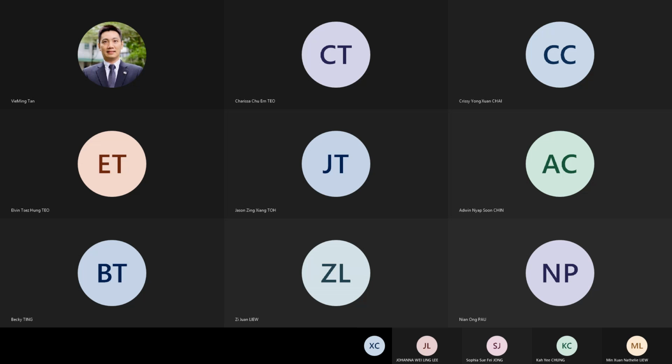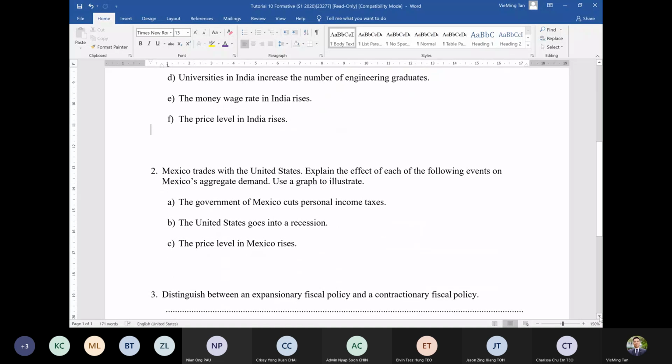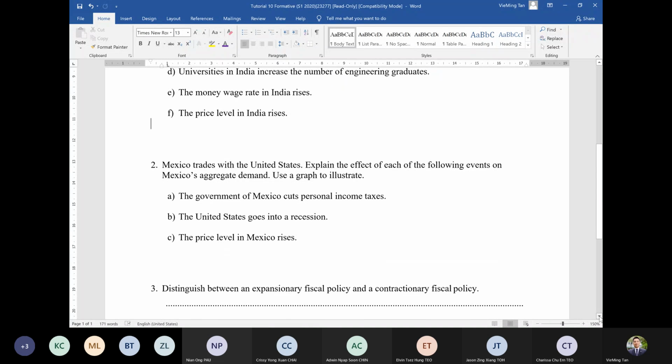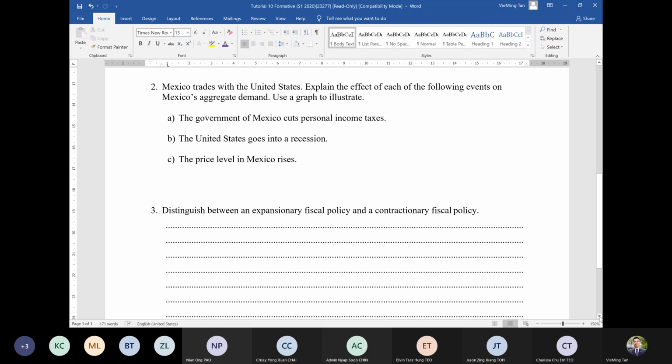Question 2 will be on aggregate demand. So let us analyze the question together. So this question is Mexico trades with the United States. That means both countries have business transactions. Mexico and United States. Okay. So explain the effect of each of the following events on Mexico's aggregate demand and use a graph to illustrate.